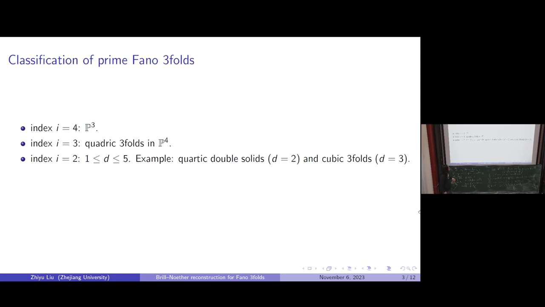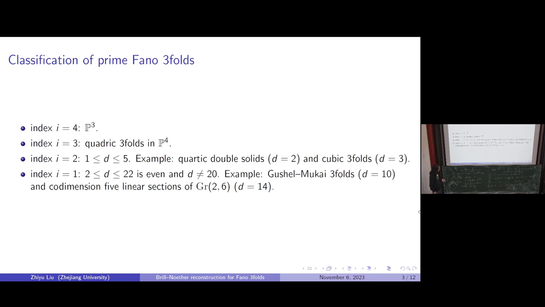The first one is the degree 2 case, which is called the quartic double solid. It is a double cover of P3 branched along a degree 4 K3 surface. And when the degree is equal to 3, they are just the cubic threefolds in P4. So these are the two index 2 examples.